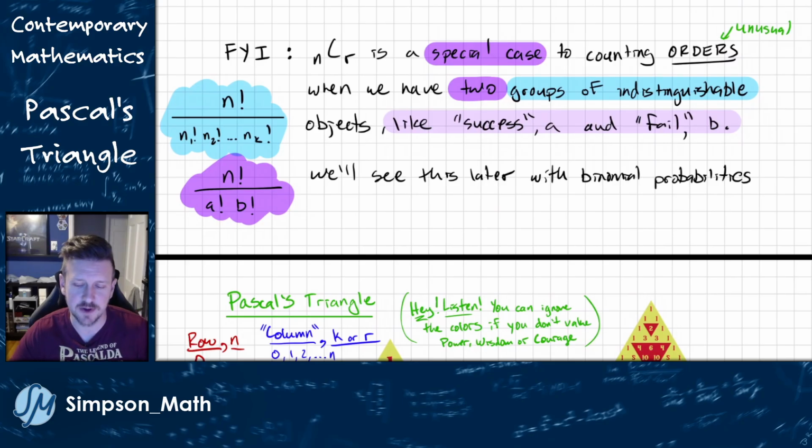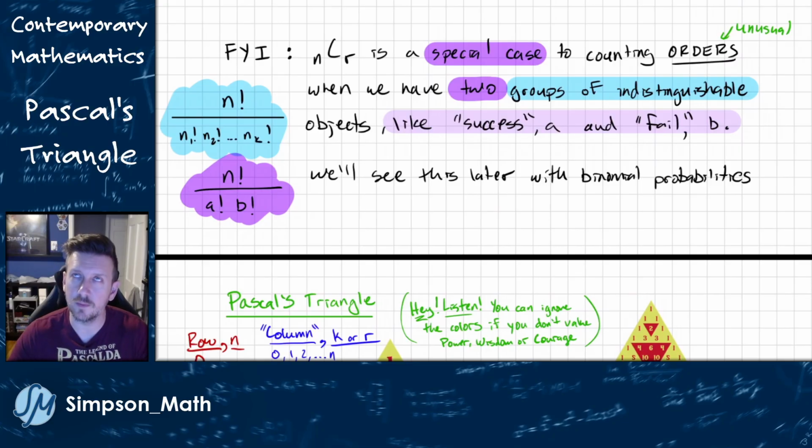Now, Pascal's triangle is one of my favorite little mathematical quirks. There are so many interesting things that you can discover with it. And if you're in my contemporary class, towards the end of your homework, you'll go through some exercises that will take you through some of those interesting special things.